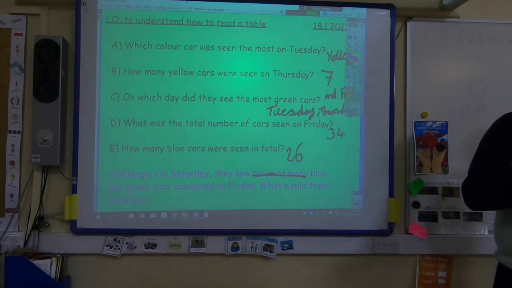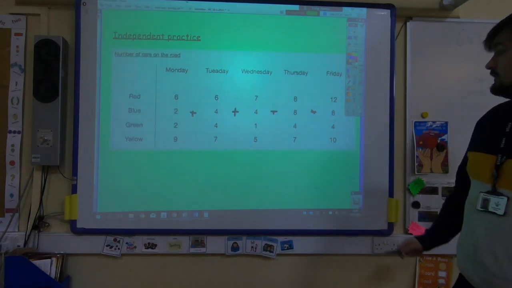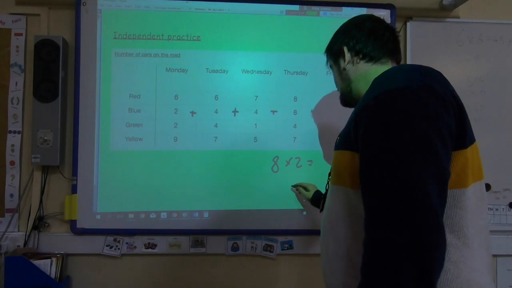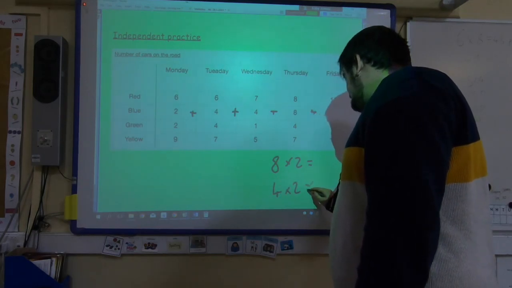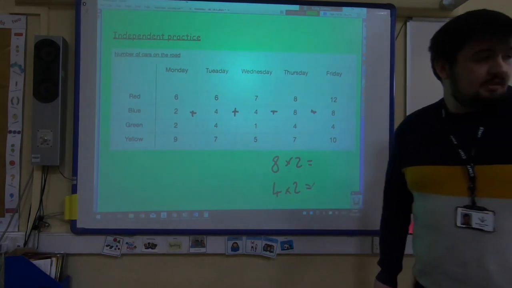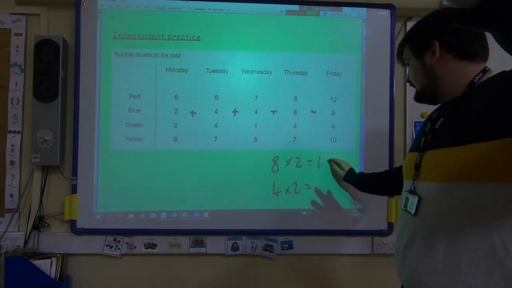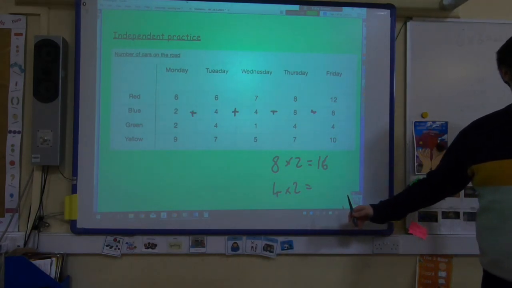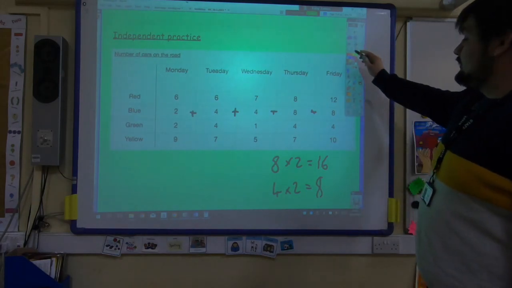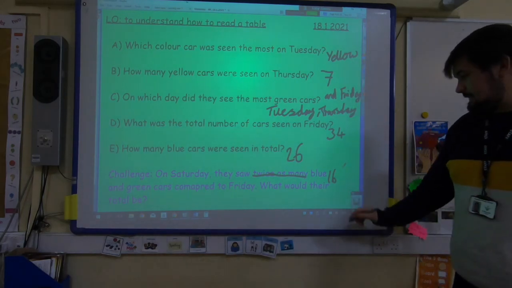All you need to do is take the number of blue cars and the number of green cars from Friday and double them. So I would do 8 times 2. I'd also do 4 times 2. And that would be my answer for both of them. What was 8 times 2? 16. Leo? 16. 4 times 2? Leo again? 8. So the answers are 16 and also 8.